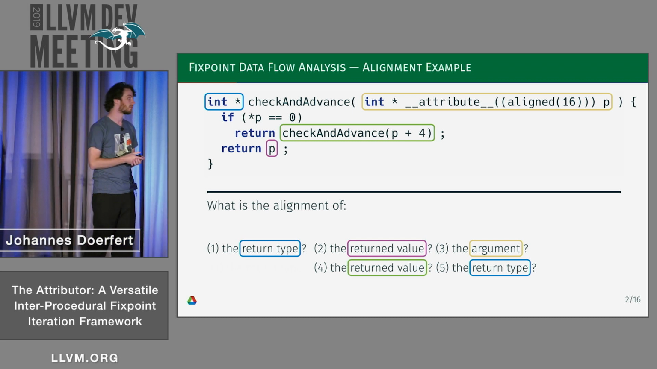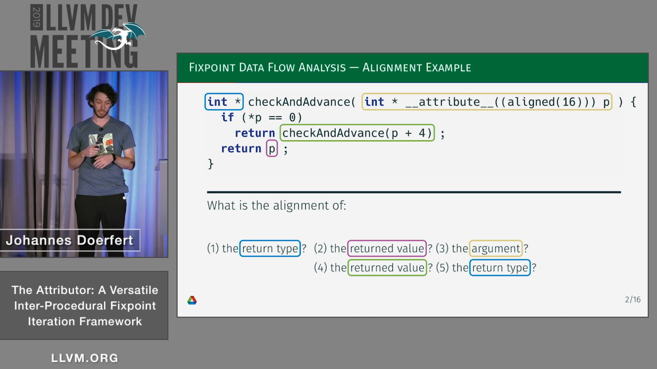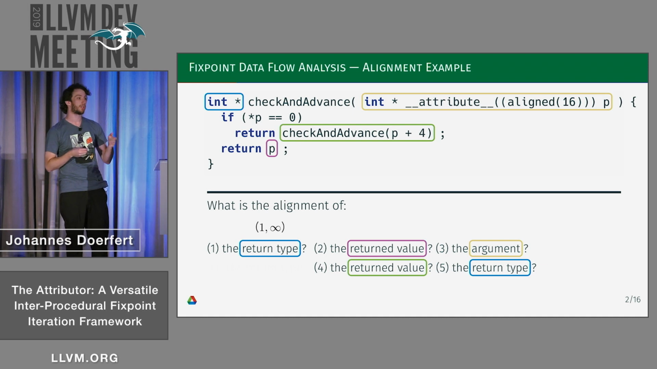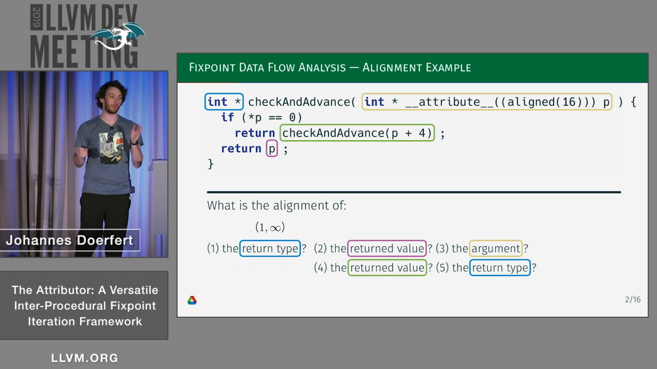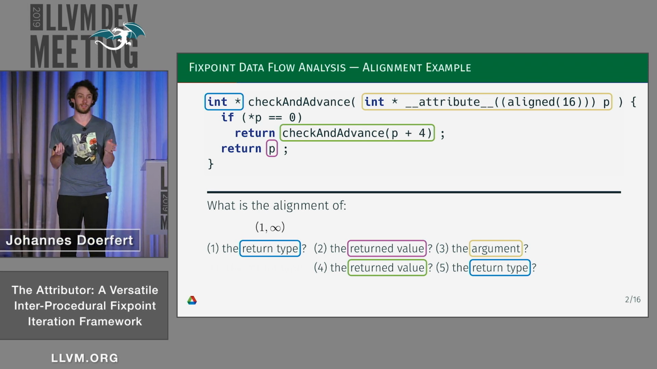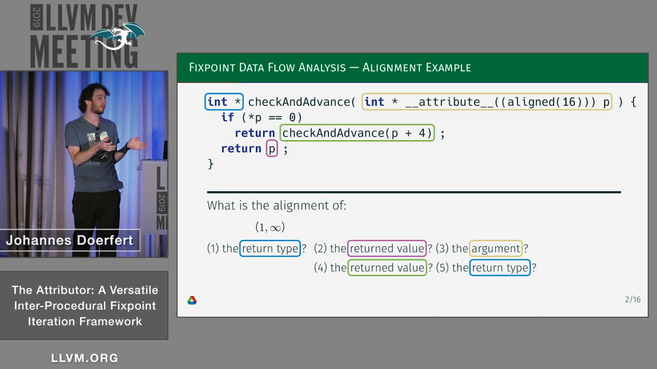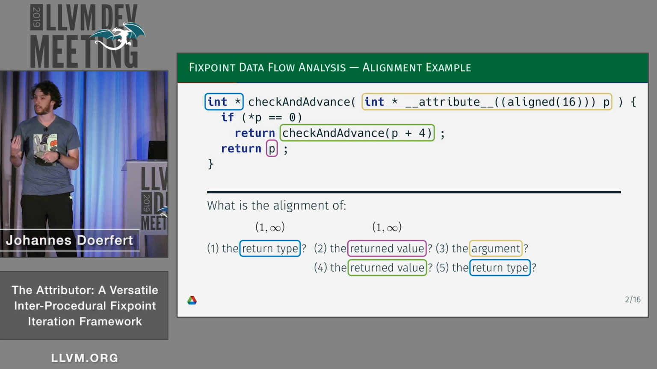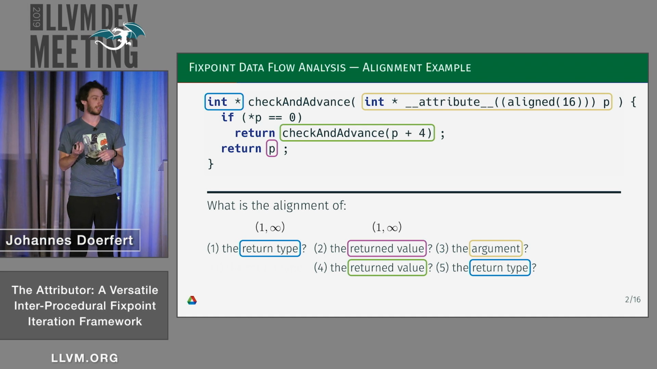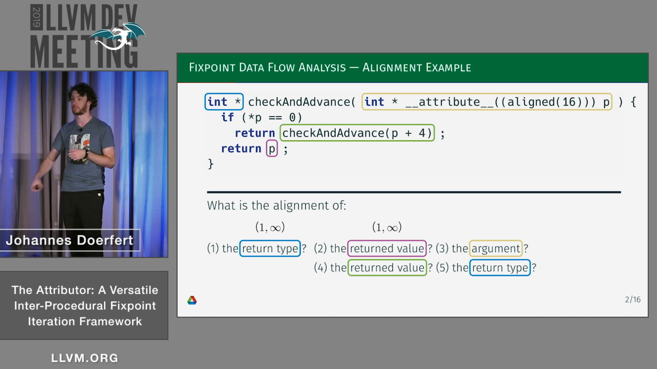So what people came up with a long time ago is fixed point data flow analysis. How does that work? We start out by pretending: for the first query, the return type alignment, we assume for now it is between 1 and infinity. The only thing we know for sure is that it's at least 1, because that's the lowest alignment possible, but we assume it's infinity for now, because we haven't found a reason why it shouldn't be. And then we initialize everything with this initial state that says it's between 1 and infinity. For the return value, we don't know anything about it, so it's between 1 and infinity.